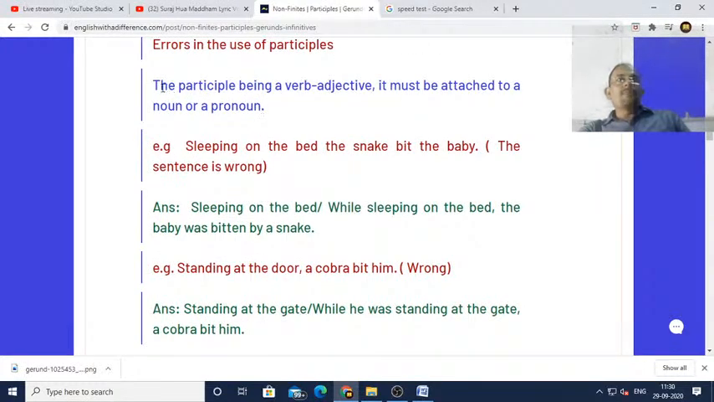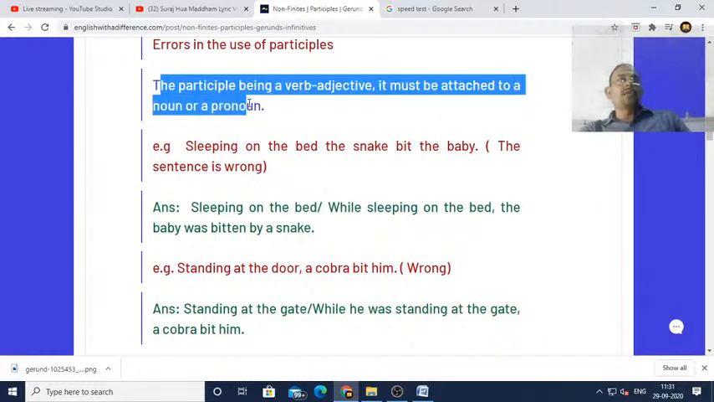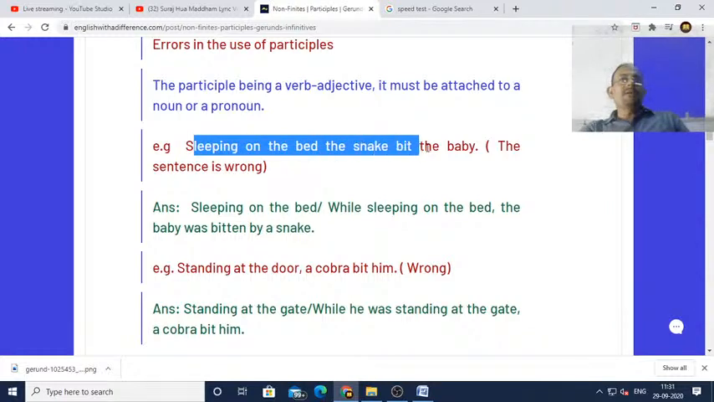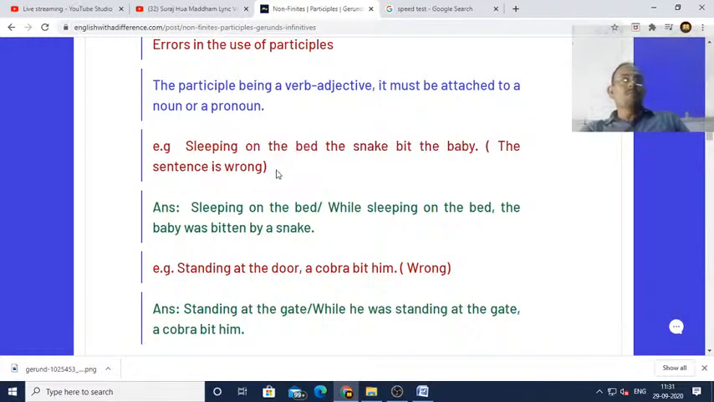For example, the participle, being a verbal adjective, must be attached to a noun or a pronoun. Why? Because it is called a verbal adjective. For example, you can see here, "Sleeping on the bed, the snake bit the baby." The sentence is wrong. Why is it wrong?